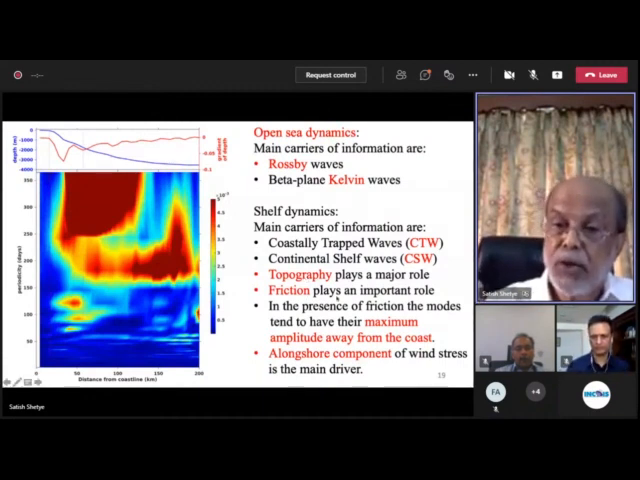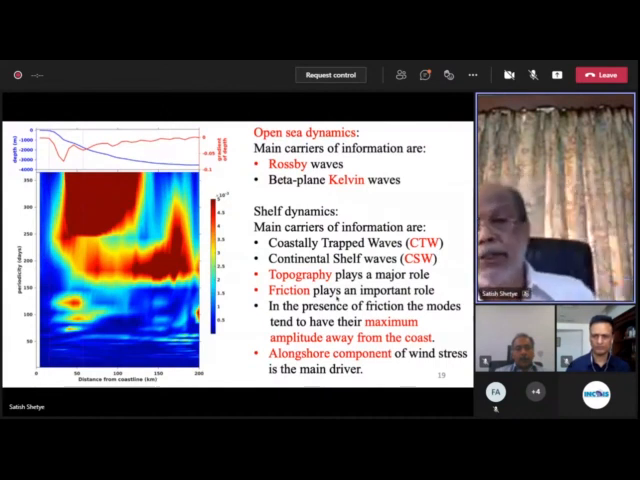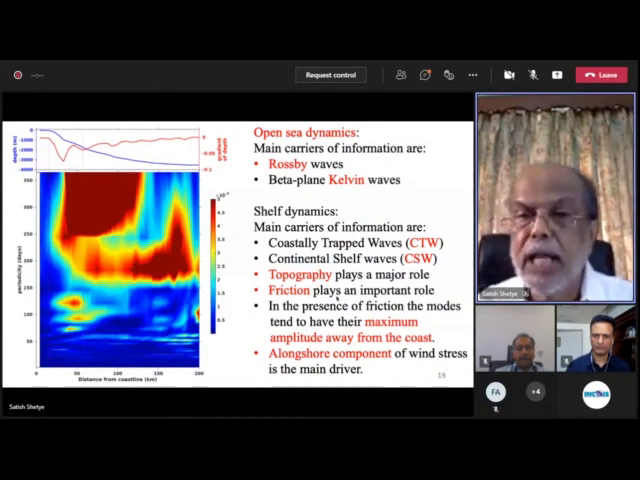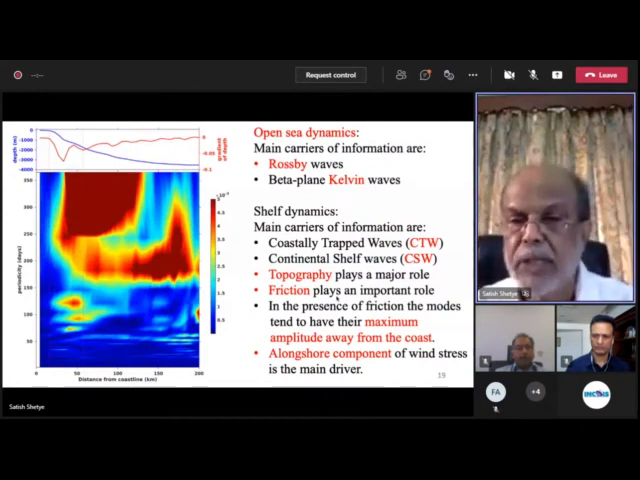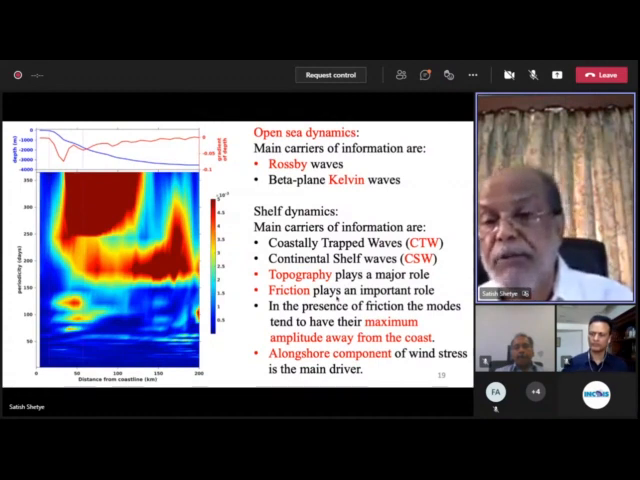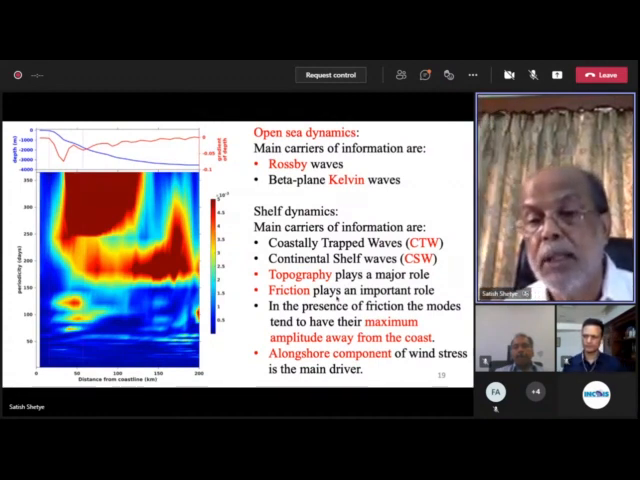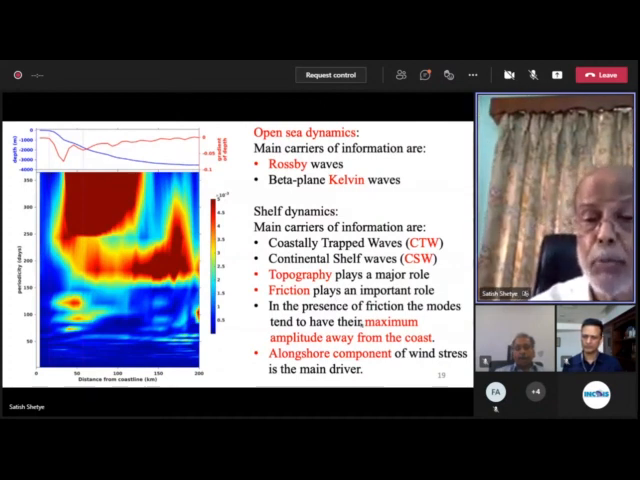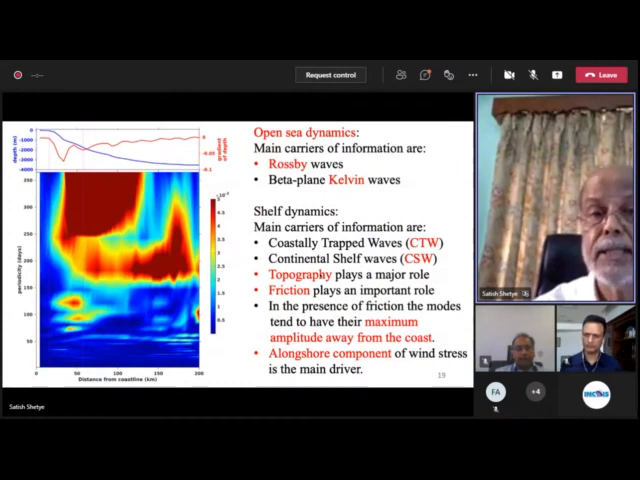It is because of these two things, that friction and the characteristics of the continental shelf waves or coastally trapped waves, that the maximum in amplitude of a current does not remain close to the coastline, but shifts farther towards the open, deeper region. And a longshore component of the wind stress is the main driver of these waves.